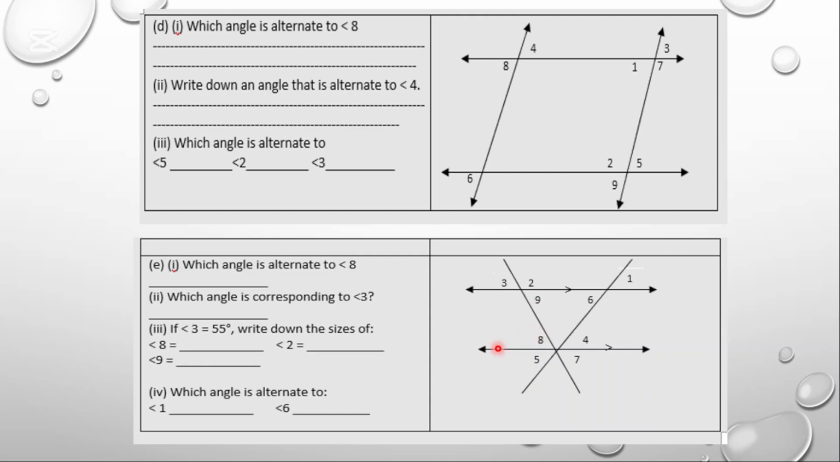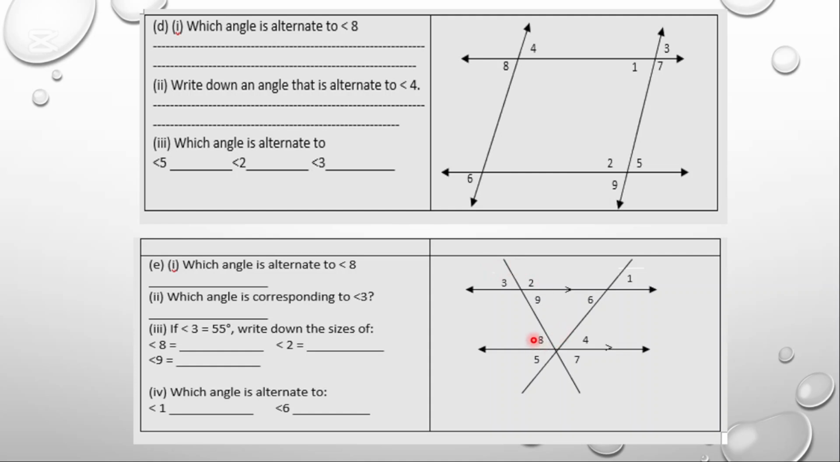Corresponding angles. If angle 3 here is equal to 55, write down the size of angle 8. 3 and 8. Do they form a pair? Yes. They are corresponding angles. So we know if angle 3 is 55, 8 must be 55.